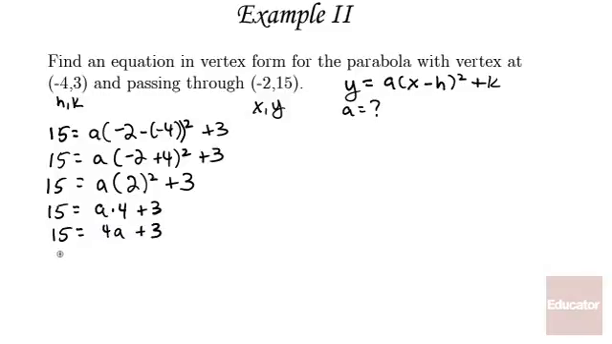So I'm down to here. I'm going to subtract 3 from both sides to get 4a equals 12. Isolate a. That gives me, by dividing both sides by 4, a equals 3. So now that I have a, I can write in vertex form.